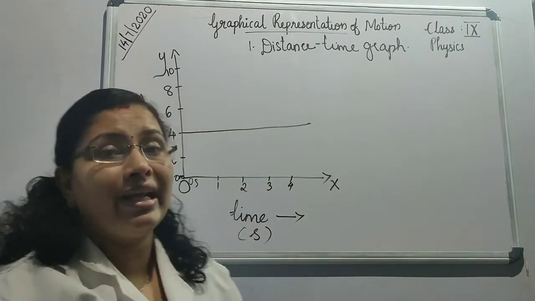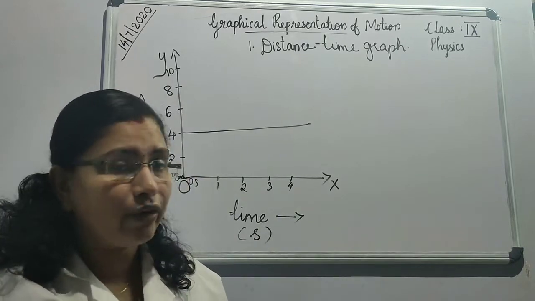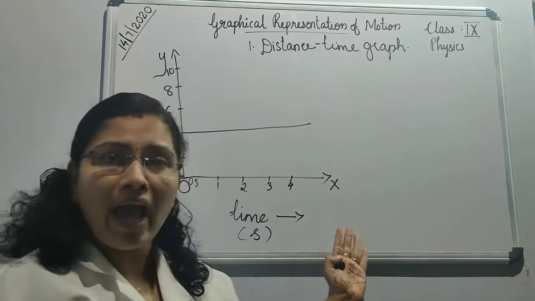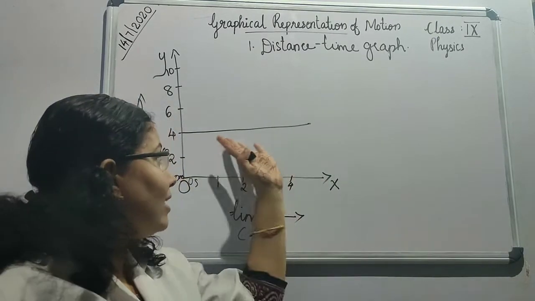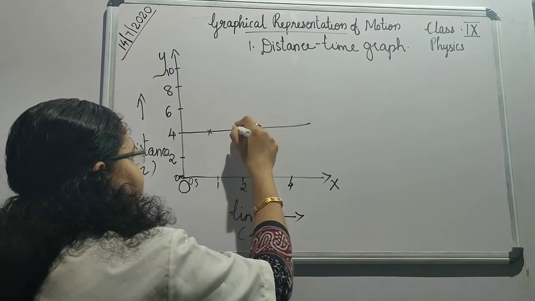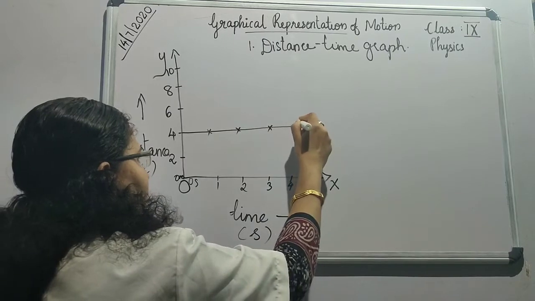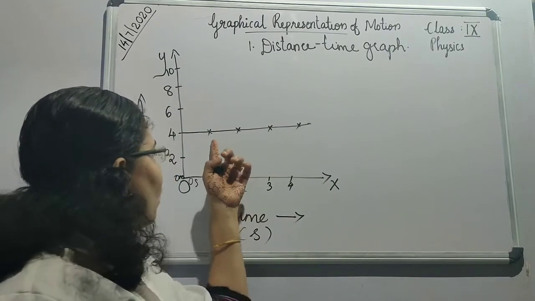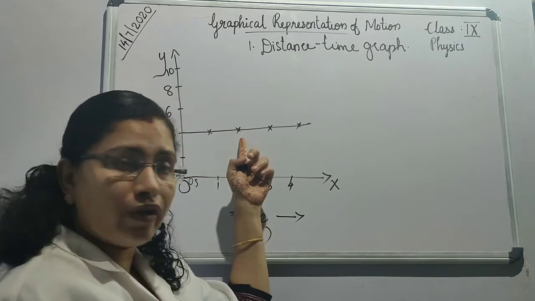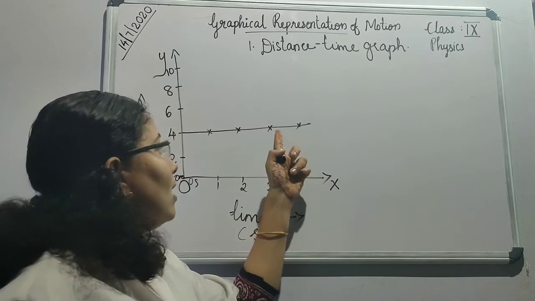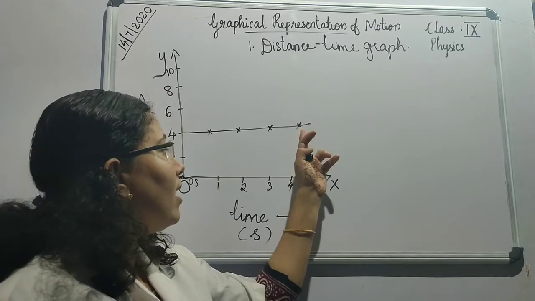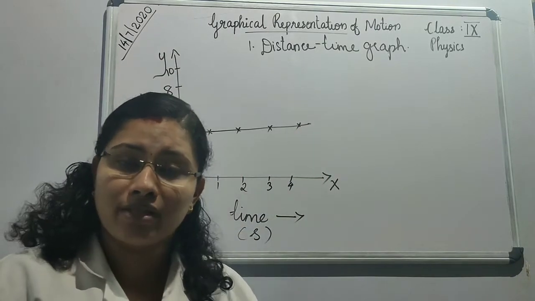I have got a straight line graph. And what's the speciality of this graph? This straight line is parallel to the x-axis. How will we be plotting this graph? I'll have the position of an object. At 1 second the position of the object is at 4 meter, and at 2 seconds the position of the object is at 4 meter, and at 3 seconds the position is at 4 meter, and at 4 seconds the position of the object is at 4 meter.